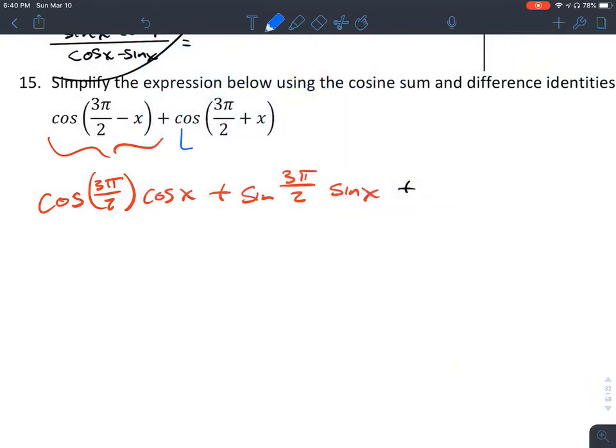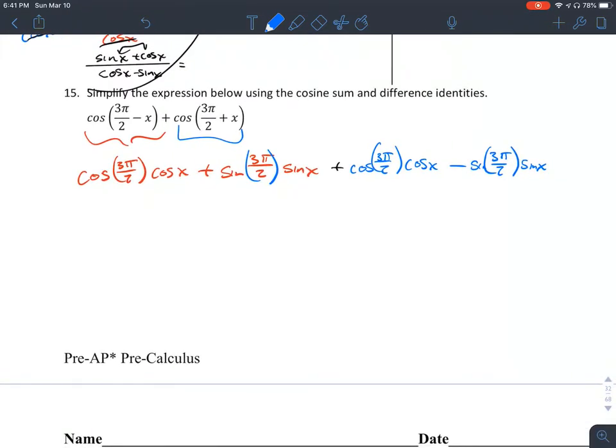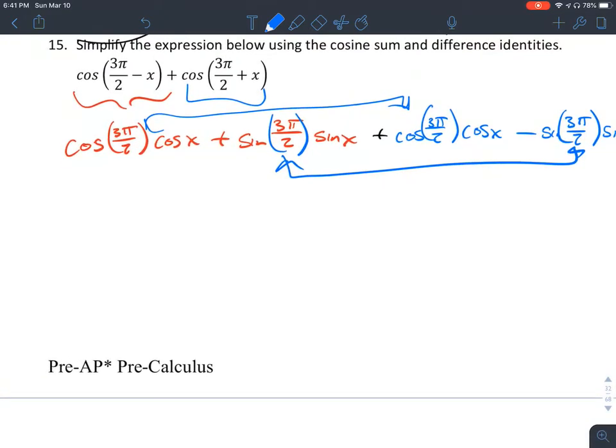Now let's do this part. That's going to be cosine of the first angle times cosine of the second angle minus sine of the first angle times sine of the second angle. Well, right away we can see these things cancel, right? It's the same expression, one's plus, one's minus. And then we can see these two expressions are the same. They're also like terms. It's the same term, same value, and there's two of those.